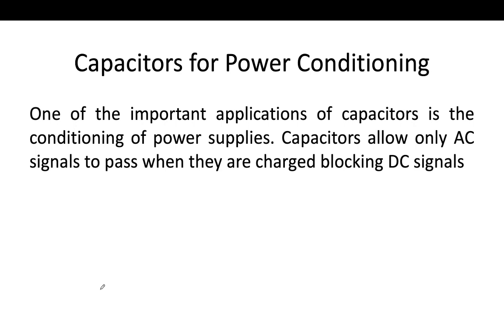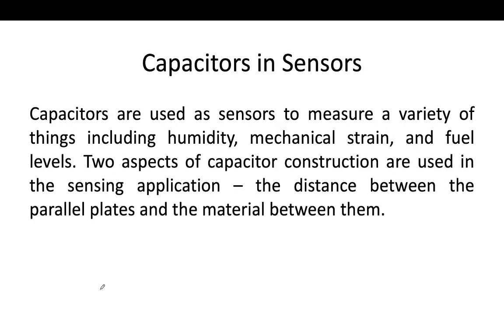Capacitors allow only AC signals to pass when they are charged, blocking DC signals. So most commonly you will find capacitors inside the power supplies. Inside the sensors, no matter if it's for humidity, mechanical strain, or any type of fuel sensor, there is always a capacitor used, because a sensor always senses whatever it is made for. So for that we always need a storage charge, and we use a capacitor for that.